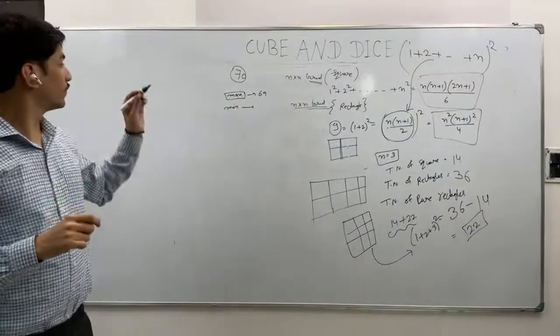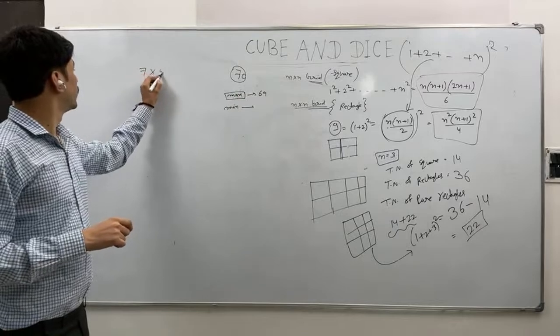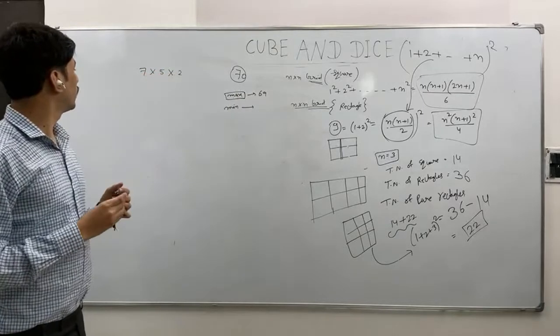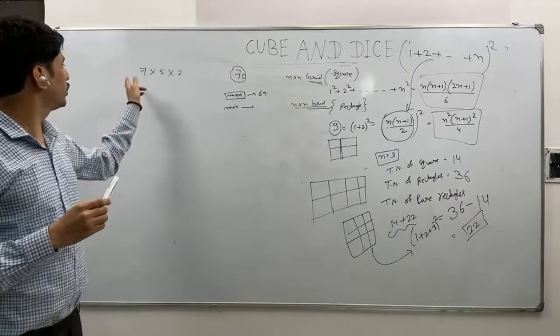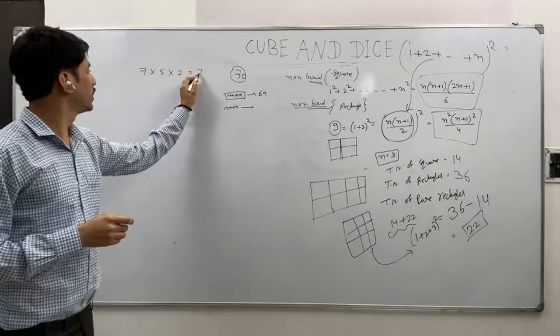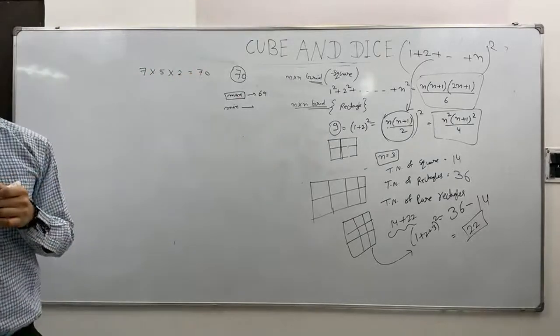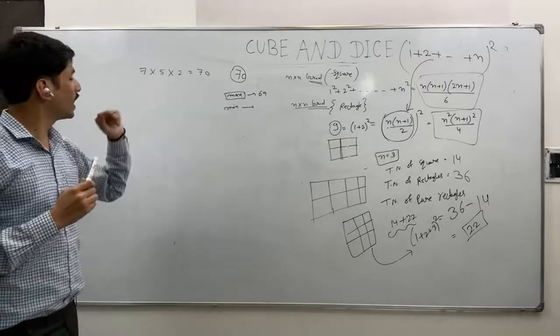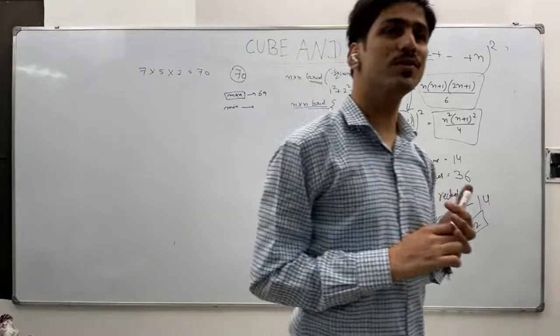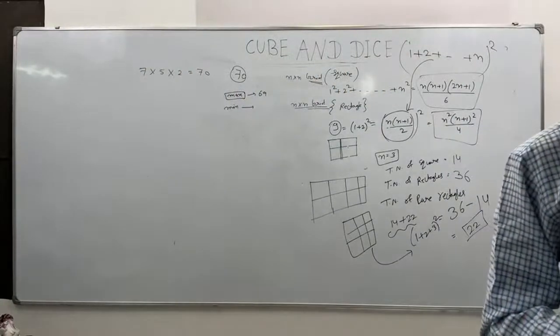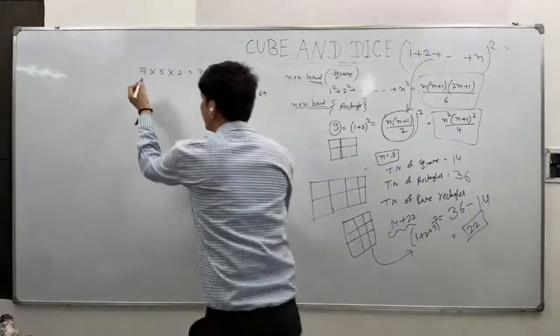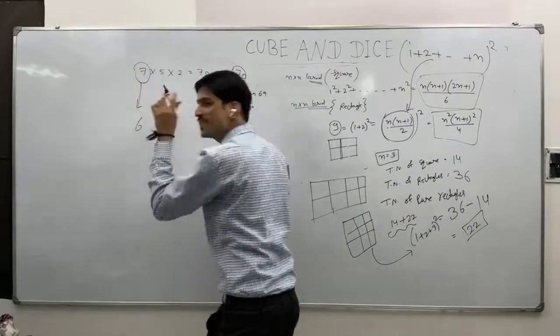14? 7 into 5 into 2. So how are you doing it? 7 into 5 into 2. This is nothing but 70. But now what did you do next? 7 plus 5. But how do you know why you added 7 plus 5? 11 will be the correct answer, right? Because these 7 pieces you will get only by making 6 cuts.